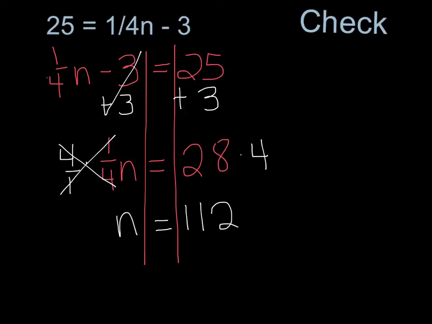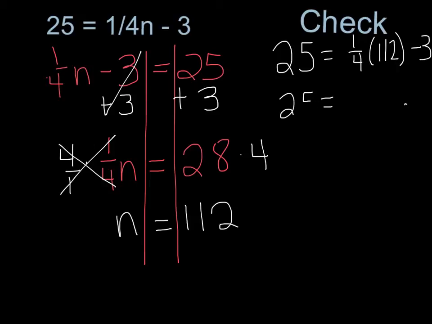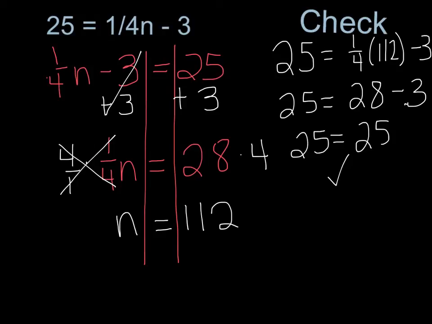We're going to plug that back into our original equation. So 25 equals 1/4 times 112 minus 3. So we need to multiply first. 112 divided by 4. Let's see, 4 goes into 11 2 times. And then 4 goes into 32 8 times. So 28 minus 3 is 25, and 25 does equal 25. So this equation checks out.